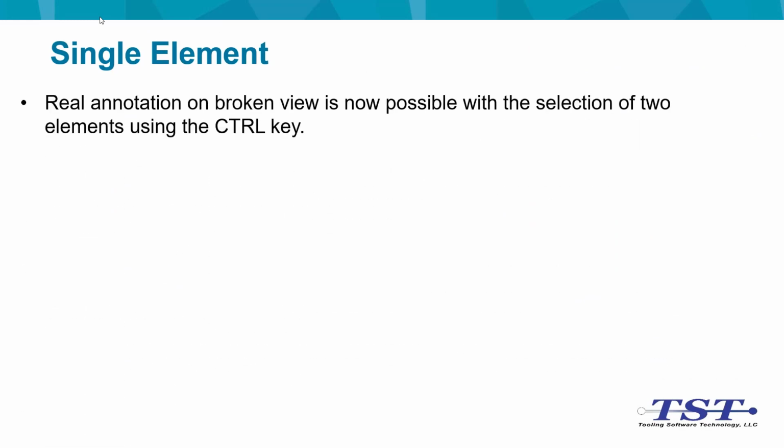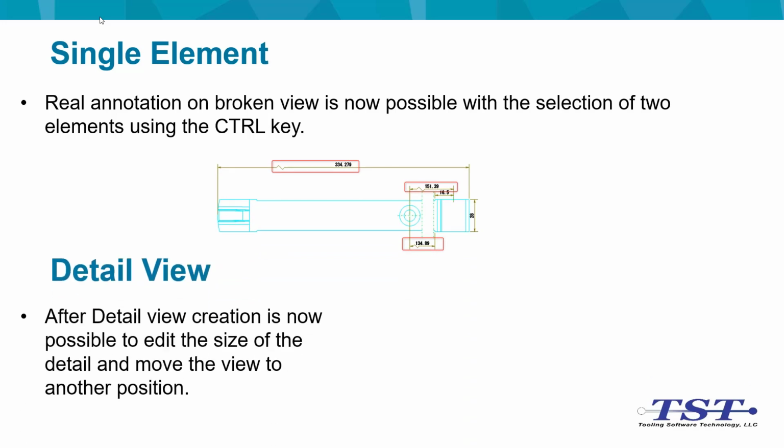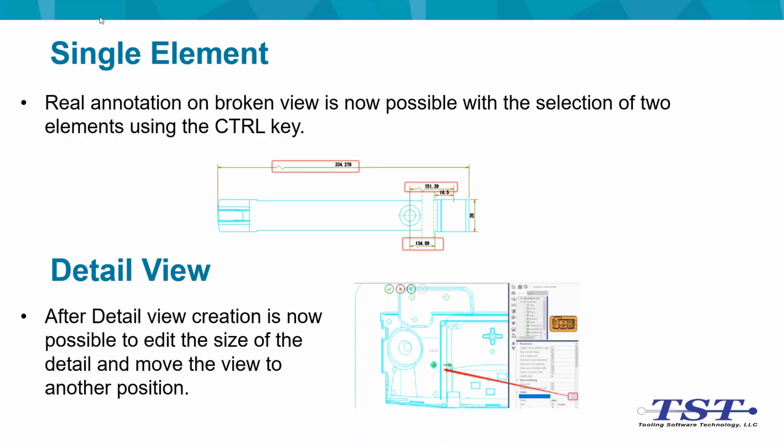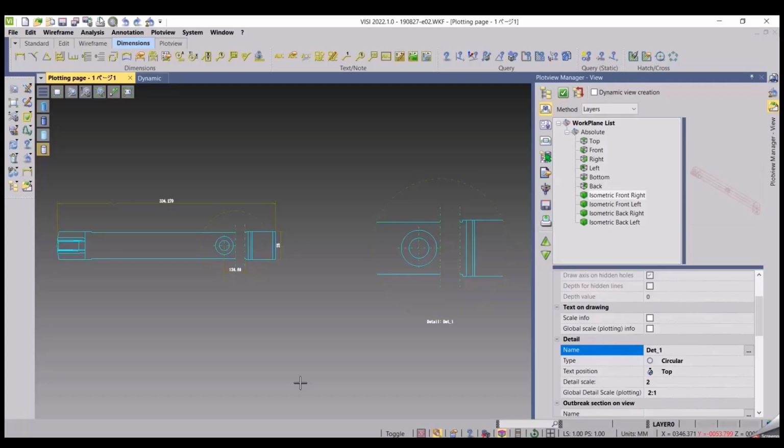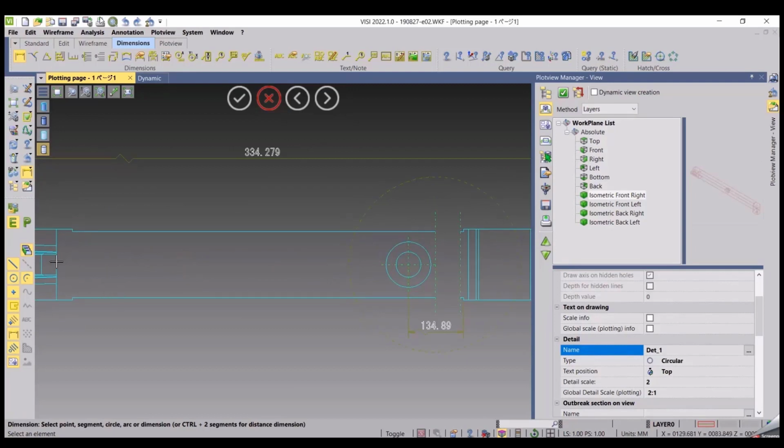And within single element, you can actually do real annotations on broken views, and it is now possible to select two elements using the control key as well. So within detail views, you also have the ability to edit these detail views, change the size of them, move the positioning of them, etc. So when you're creating a detail view, you can move them. So we'll go over the single element first, being able to edit and modify those single elements.